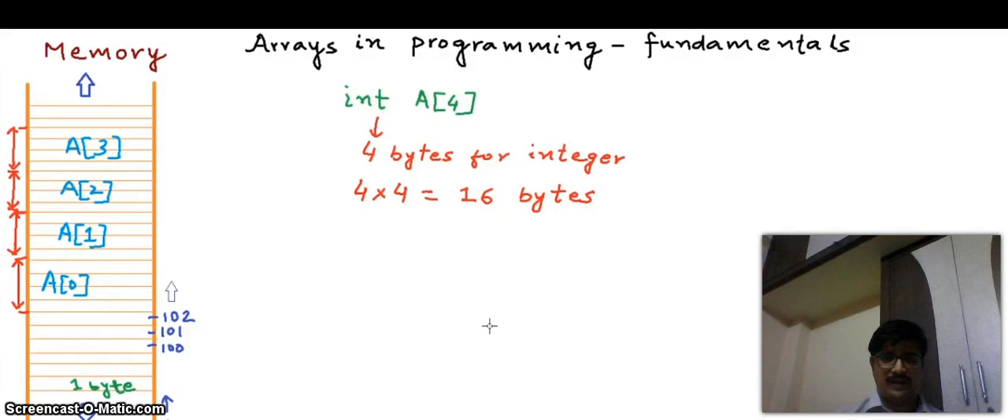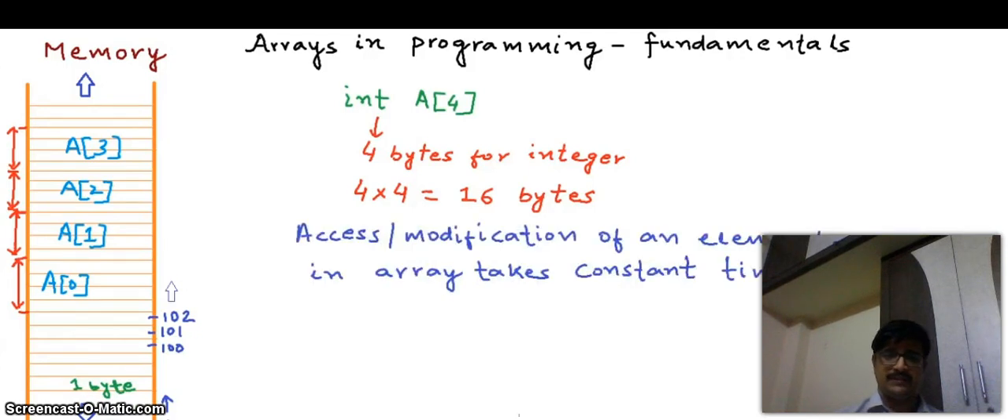Now, access to an element in the array, or its modification, will take some constant time, and it is not a function of the size. We can say that the time complexity of accessing or modifying an element in the array is O of 1, that is big O of 1.